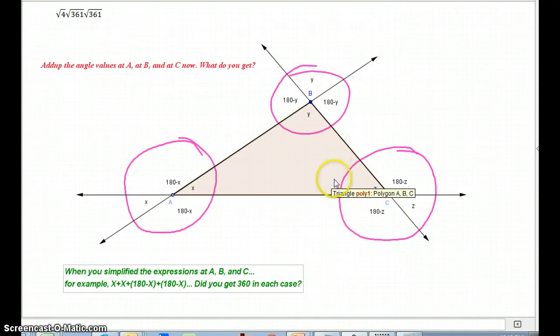So when you simplified the expressions at A, B, and C for each example, did you get 360 in each case? So that's kind of an interesting result. It's what we expected to find. A circular angle should add up to 360 degrees, and there's a circular angle at A, at B, and at C that we have an expression for, or at least that we have a sum of expressions for. So we're going to try to apply that idea to a more complicated problem today.